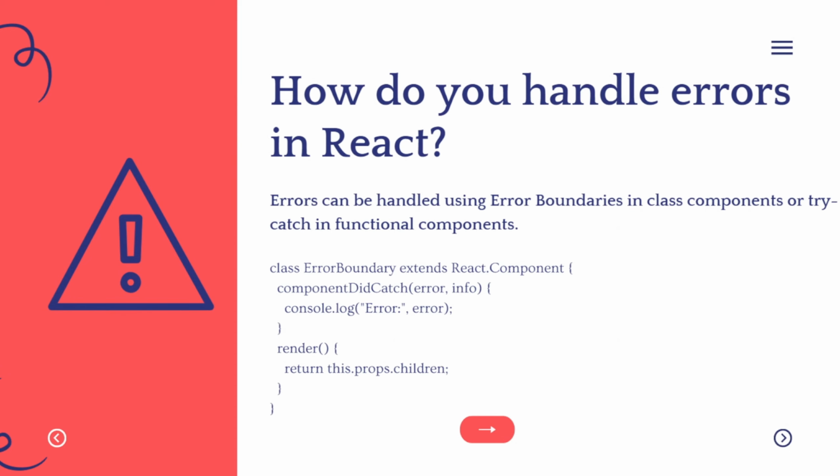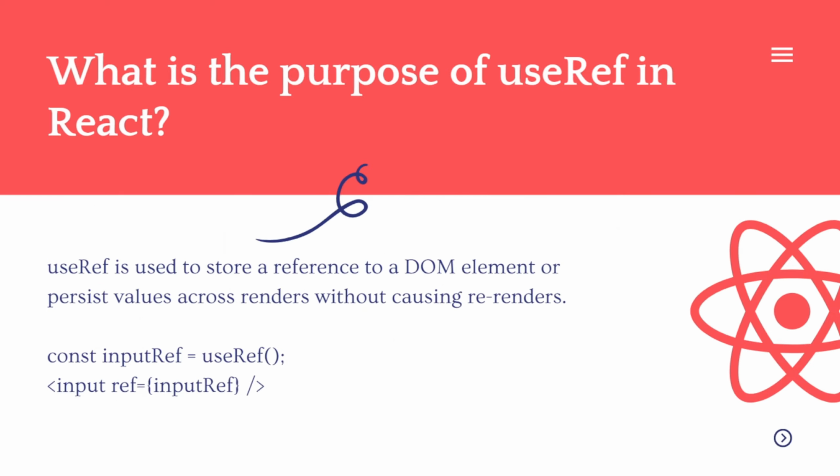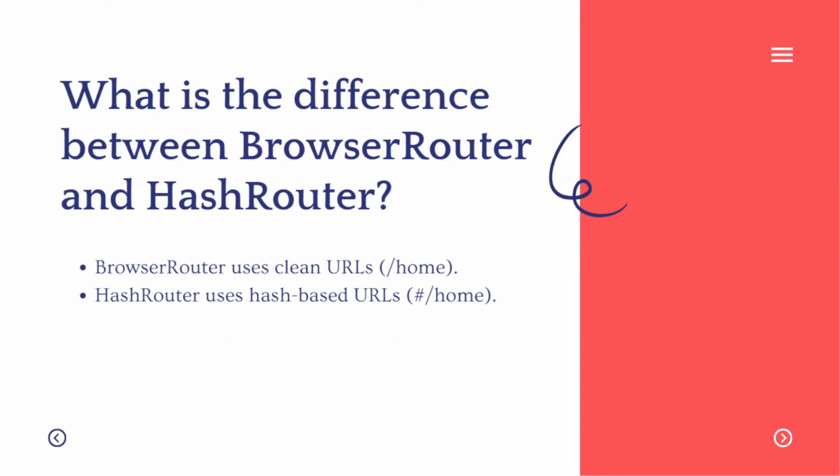Question 18. How do you handle errors in React? Errors can be handled using error boundaries in class components or try-catch in functional components. Question 19. What is the purpose of useRef in React? useRef is used to store a reference to a DOM element or persist values across renders without causing re-renders. Last question. What is the difference between BrowserRouter and HashRouter? BrowserRouter uses clean URLs like /home, while HashRouter uses hash-based URLs like #home.